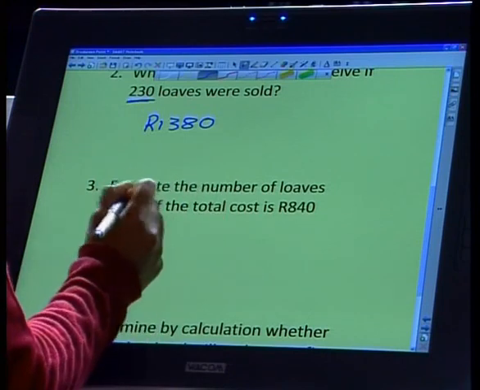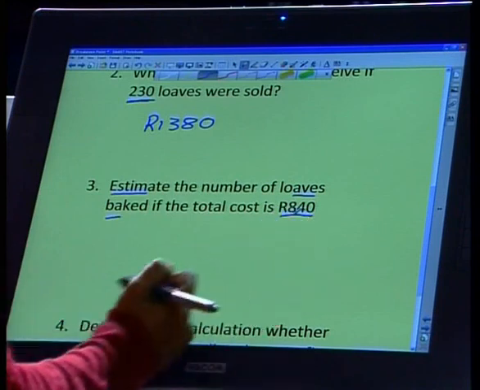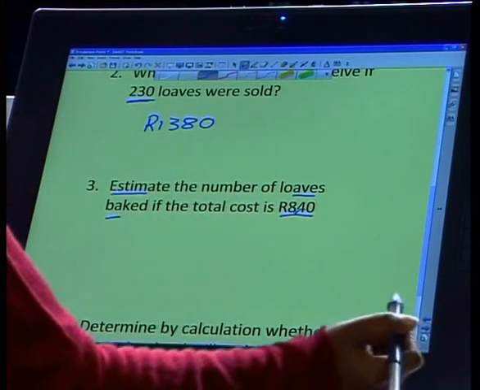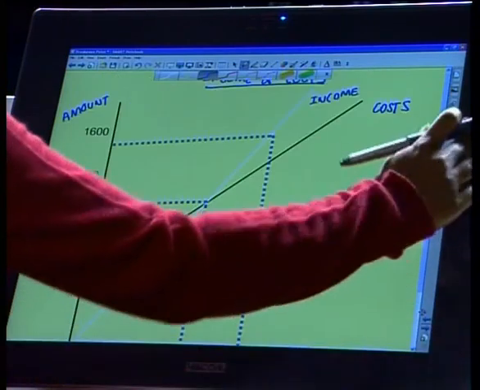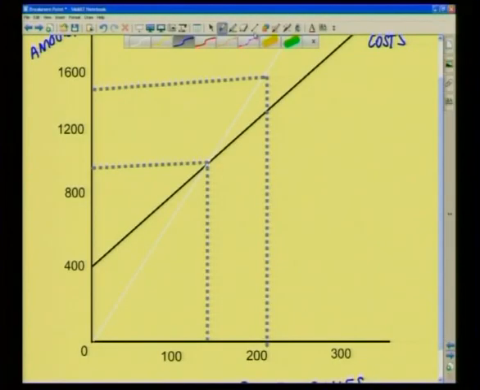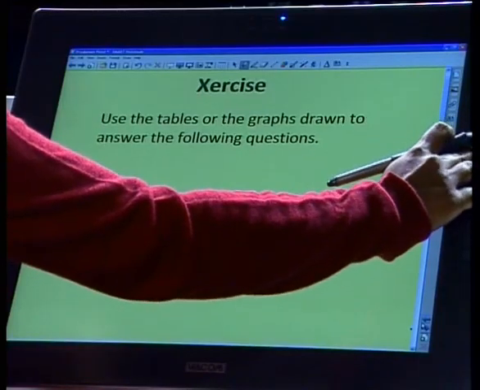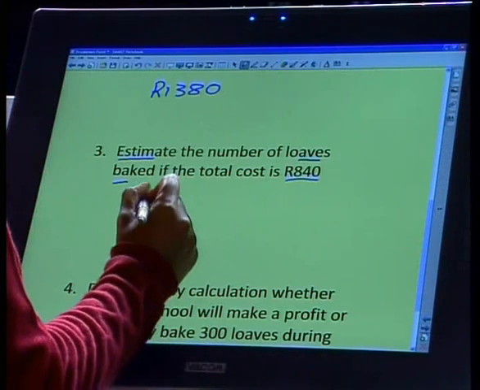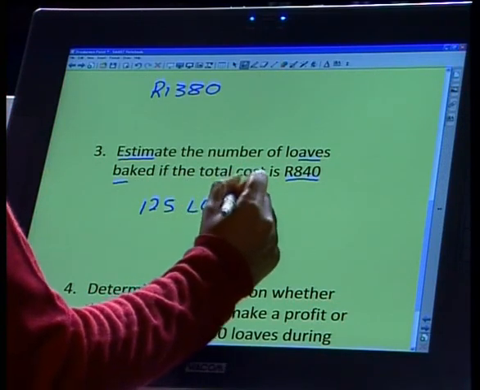Part three would like us to estimate the number of loaves baked if the total cost is 840 rand. Once again, we're going to go to the graph and read it off from the graph. They tell us what the total cost is, and we know that the amounts are put on the y-axis. So we're going to go to an amount of 840 and see what the cost will be. So all we're going to do is draw a line until it hits the cost straight line, and we're going to simply go down from that point and then read it off. So that's roughly 840, and that's just over 100, so let's say 125 loaves. All right, so at a cost of 840 rand, they would be baking 125 loaves, and that we estimated straight from the graph.